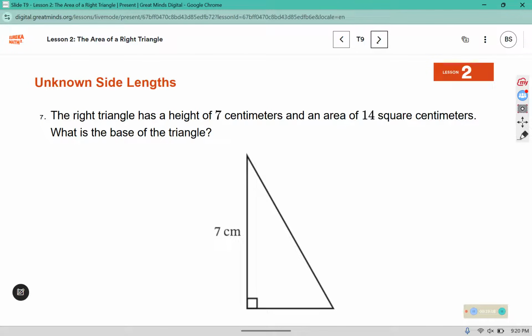The right triangle has a height of 7 centimeters and an area of 14 square centimeters. What is the base of the triangle? We're going to start by writing down our formula.